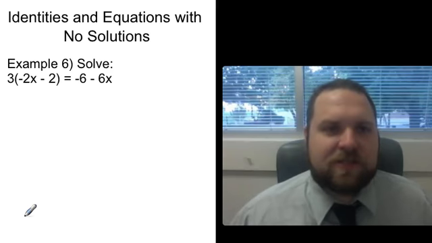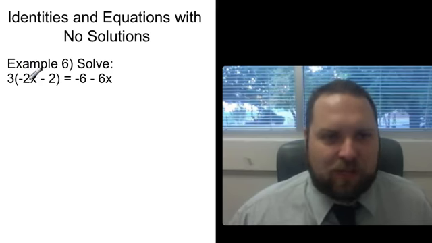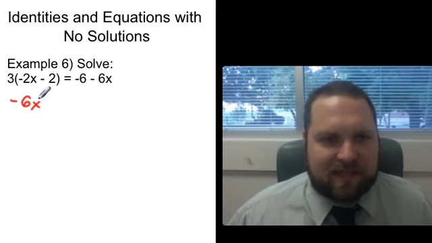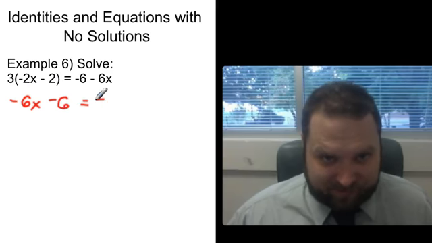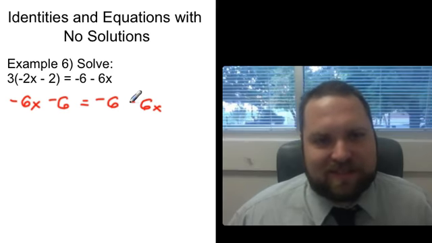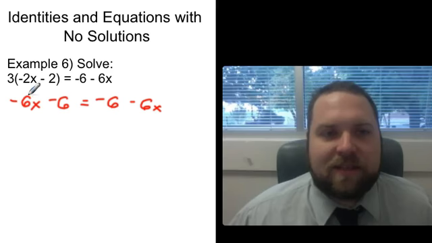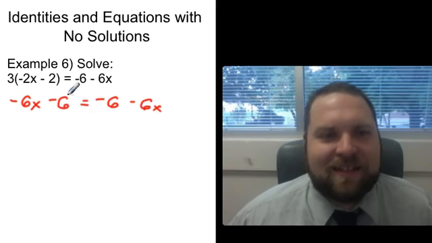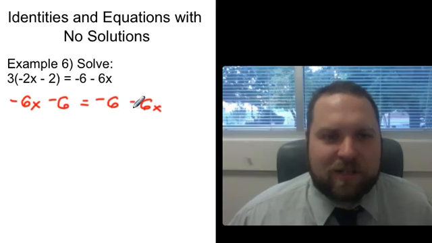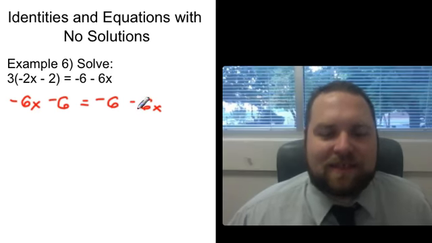On the other hand, there are equations like this. I have 3 times quantity negative 2x minus 2 equals negative 6 minus 6x. I'm just going to distribute. 3 times negative 2x is negative 6x, and then 3 times negative 2 is negative 6. On the other side, everything stays the same. Now, take a look at this before we do anything else. Here I have a term of minus 6x, and here's a term of minus 6x on the other side. Now I have a term of minus 6, and here's a term of minus 6. This is an identity. Even though their order is flipped, I have the exact same things on both sides.